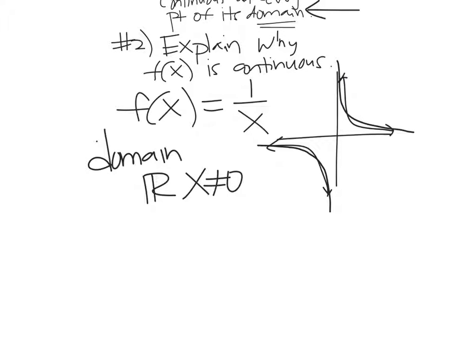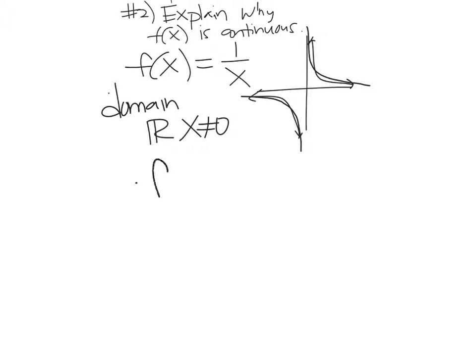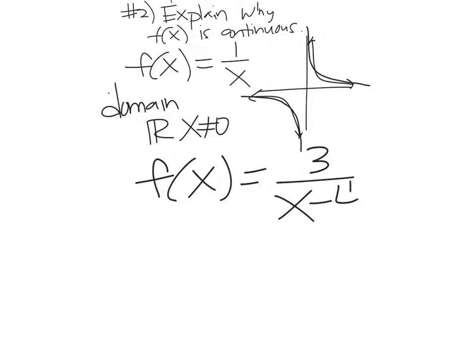Like a removable, yeah. That wouldn't be continuous, because the hole is. Right, and you could have a dot, and that's in its domain still. Or a piecewise function. Piecewise functions don't really go with this either. But any of these rational functions, like f of x equals 3 over x minus 4. Explain why that's a continuous function.